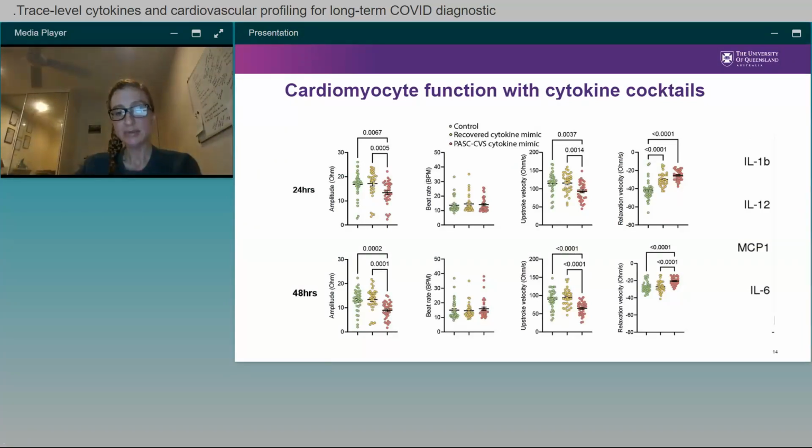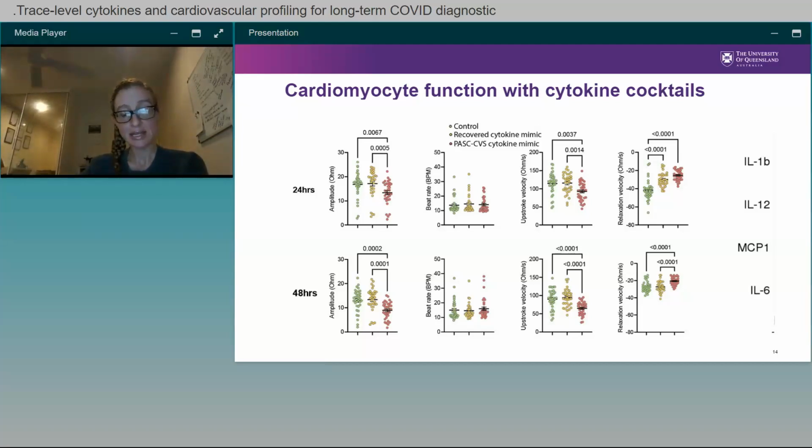So this is what we did. And what we did here is we had 3 groups. The first group shown in green is our control group, and these are cardiomyocytes incubated with just media only. The second group is what we call our recovered cytokine mimic. So this is a combination of all the 4 cytokines that we measured, but they are at levels detected in our recovered SARS-CoV-2 patients. And then in red, we have what we call our long COVID cytokine mimic.